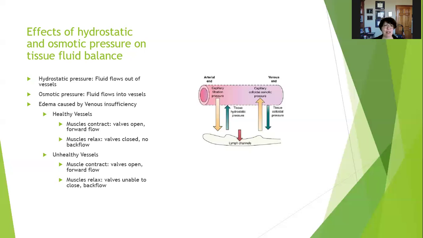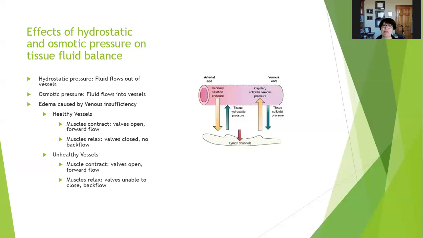So edema caused by venous insufficiency: when you have healthy vessels, muscles contract, valves open, the fluid flows forward, the muscles relax, the valves close, and there's no backflow. If you have valves that are unable to close, then you get backflow, and that's considered venous insufficiency. So if you have backflow, the fluid's not going to go in its normal way. You're not going to have normal hydrostatic pressure.